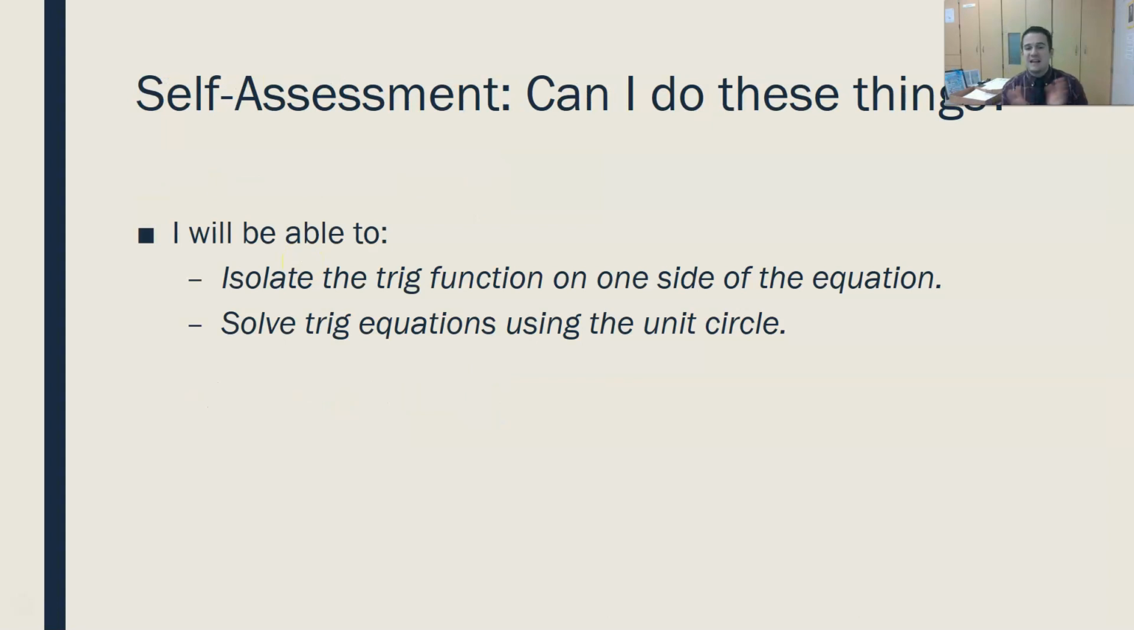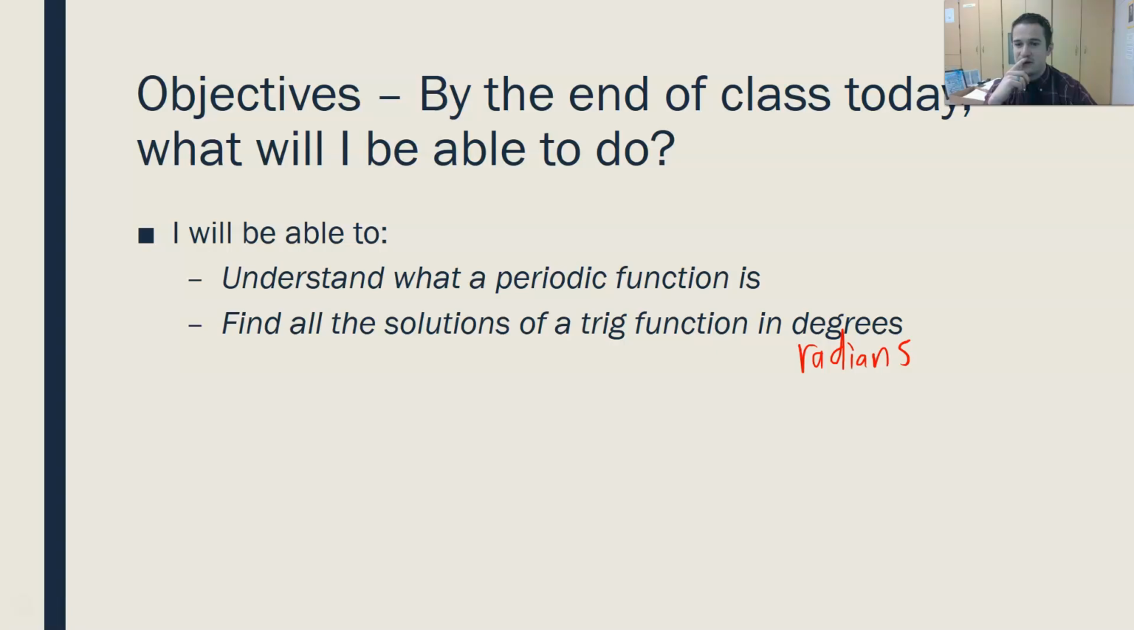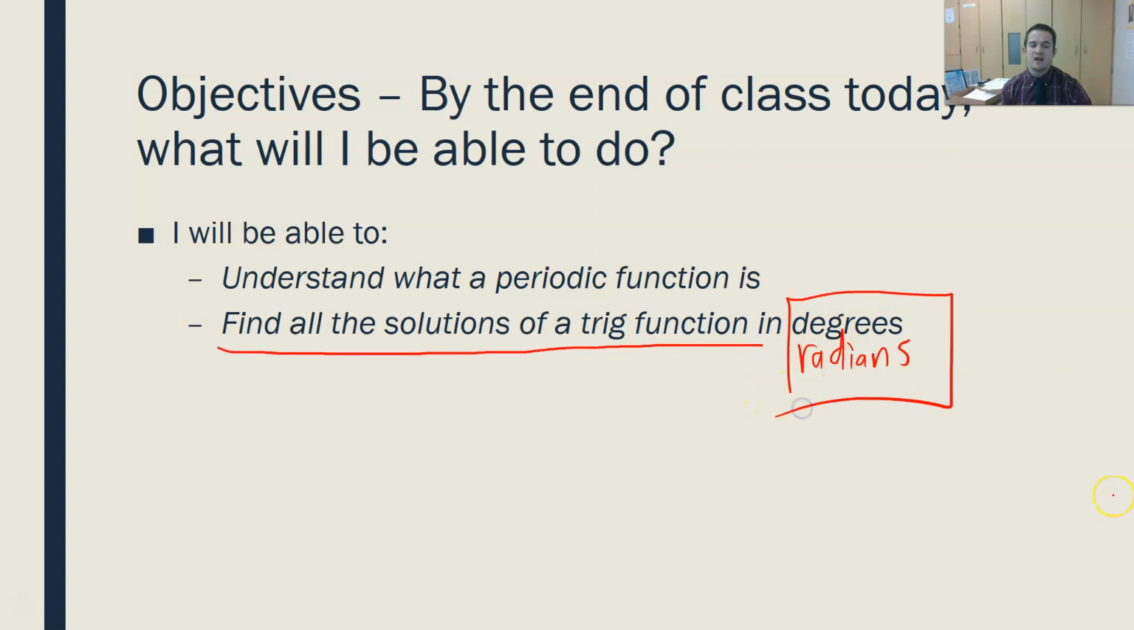But that's it. Let me go back to my original objectives. I hope you understand what a periodic function is. A periodic function is one that just repeats. When I'm looking at my unit circle, these trig functions are going to repeat over and over and over. That's what a periodic function means. And hopefully you feel comfortable finding all the solutions of a trig function in degrees and radians, not just the solutions that are in the unit circle.